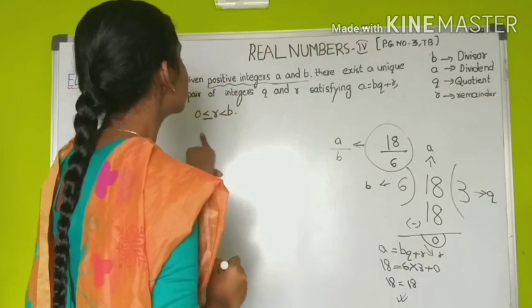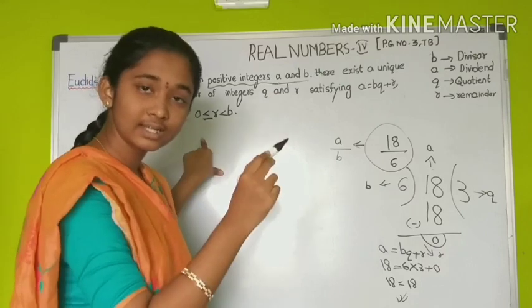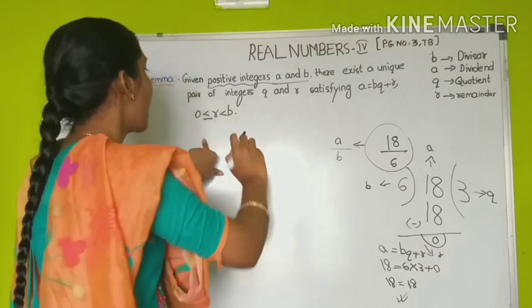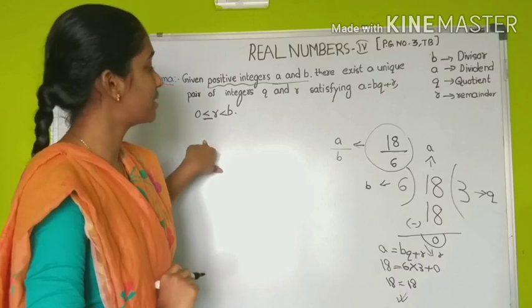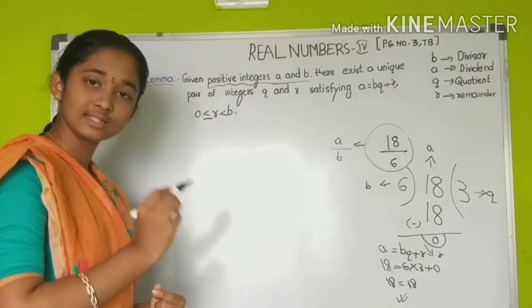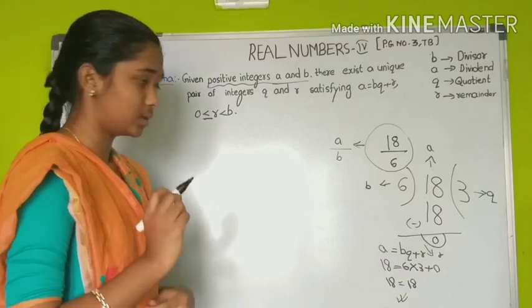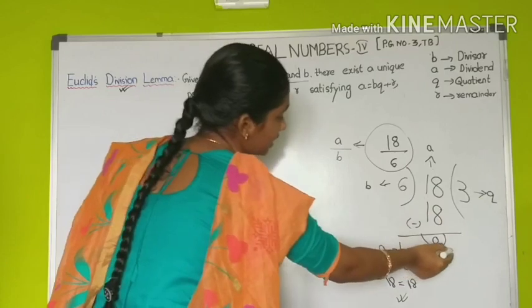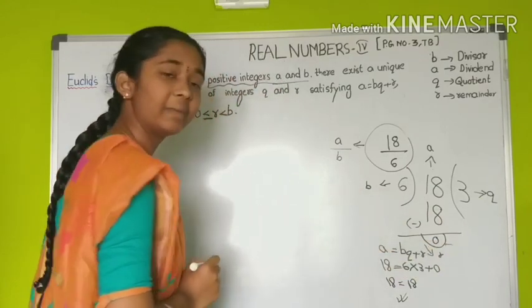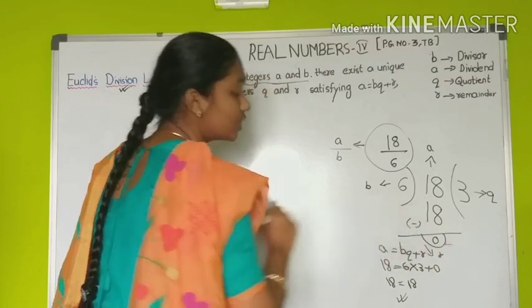And now there is a condition for the remainder, that is remainder is always greater than or equal to 0 and is always less than B. Less than B here means divisor. So the remainder is always less than the divisor and always greater than or equal to 0. And here in this division the remainder is equal to 0, and it is always less than B. 0 is less than 6.